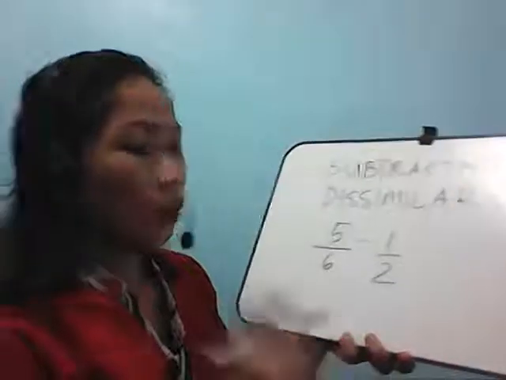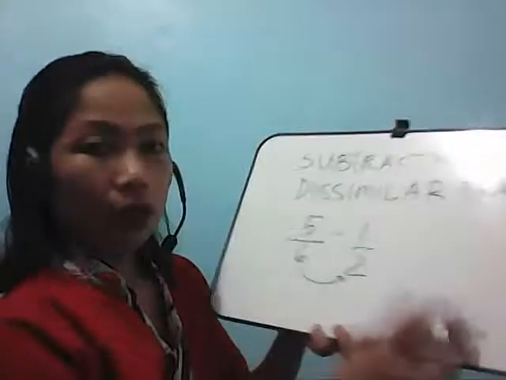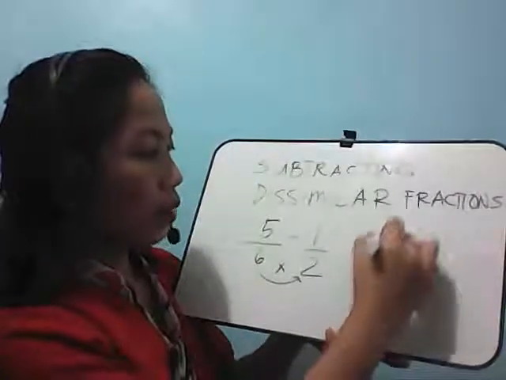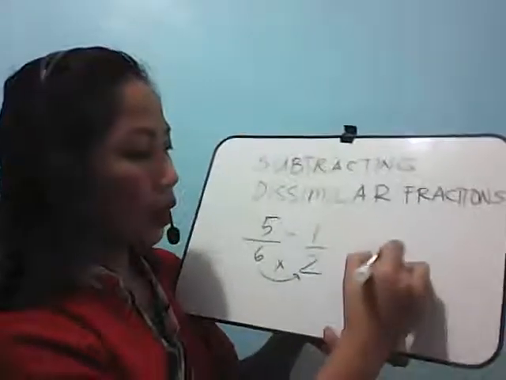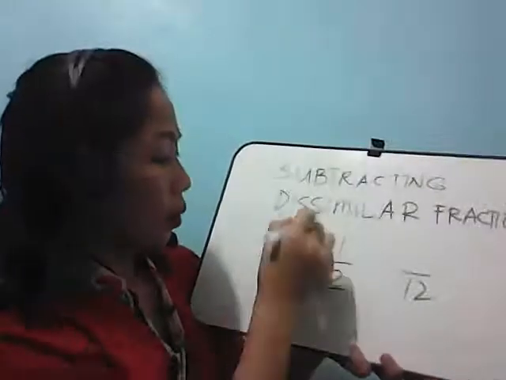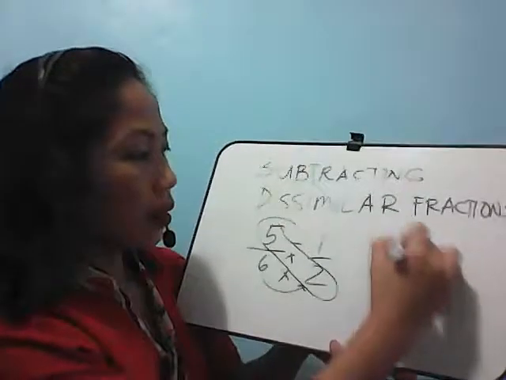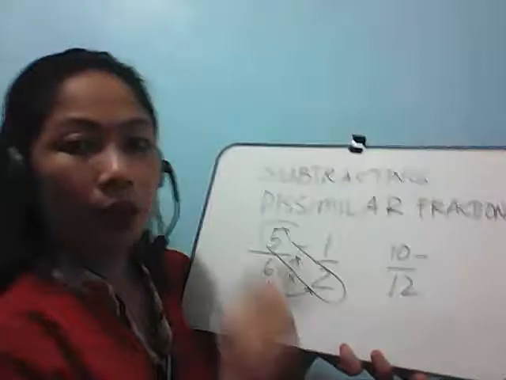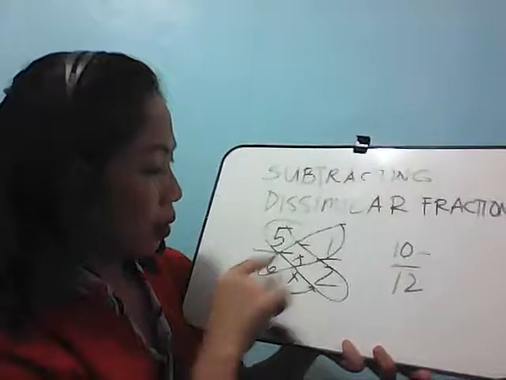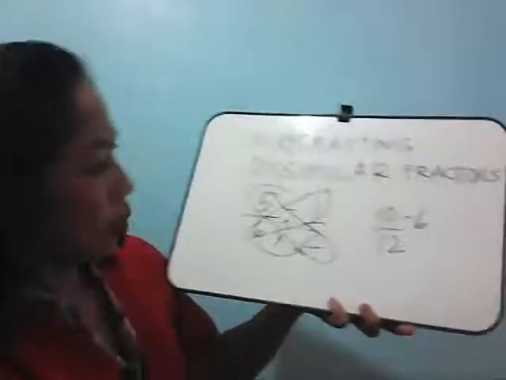First, we need to multiply the two denominators. 6 times 2 is 12. Then we write it here. Now, cross multiply. 5 times 2 is 10. Then, of course, copy the sign, which is minus. Then 6 times 1 is equal to 6.